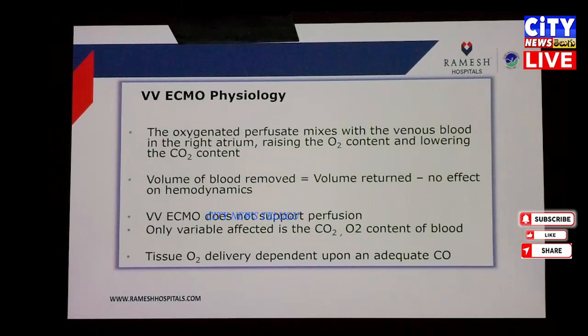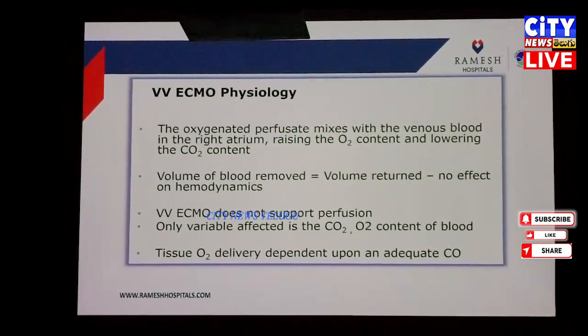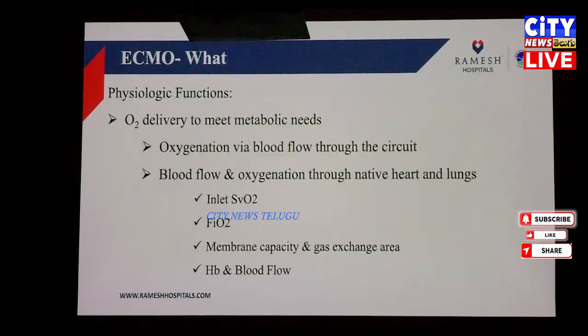Now what is the physiology? We have already discussed. Oxygenated blood will go into the RA. Then it will move through the RV, pulmonary circulation, go into the LV and get pumped out. Therefore, the heart function has to be normal. The cardiac output in these patients is maintained by its own heart. And because the amount of blood removed and the amount of blood pushed back is the same, there will not be any hemodynamic alterations in these patients. Therefore, the only thing that you achieve by VV ECMO is improving oxygenation and removing carbon dioxide. There is no other cardiac support being given by VV ECMO.